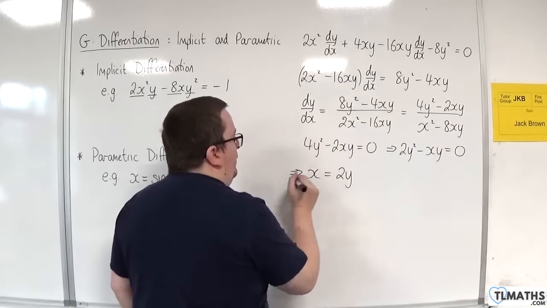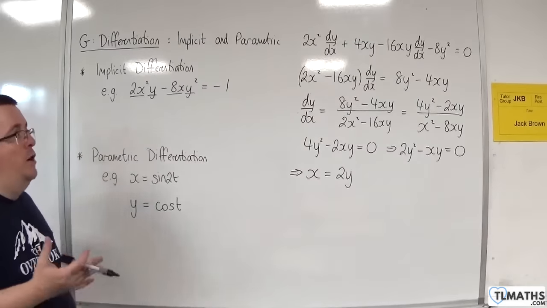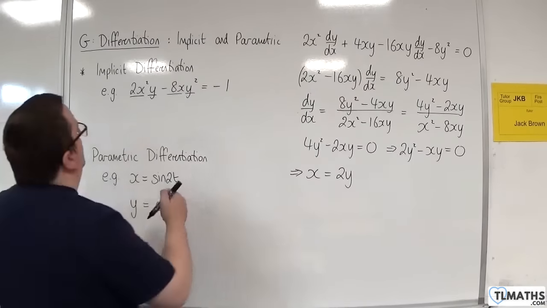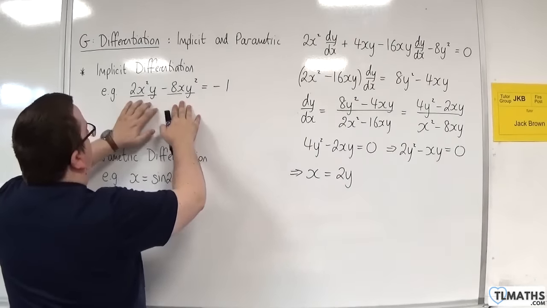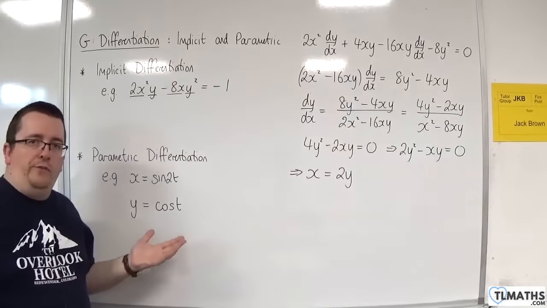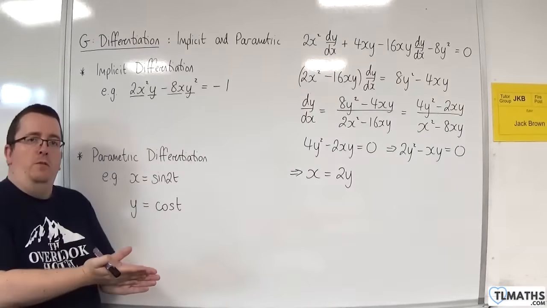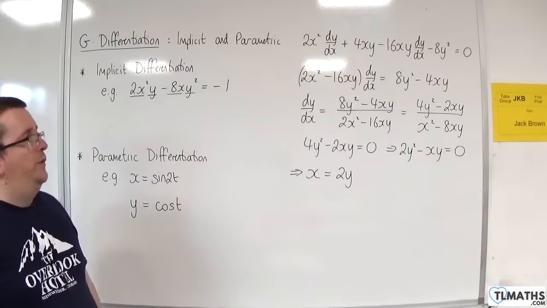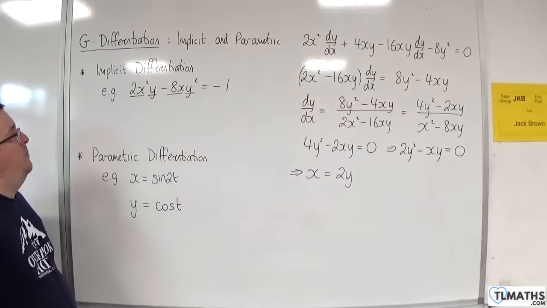Now, the reason why I can divide through by y there is because I know that y can't be 0. Because if y was 0, if I substitute y equals 0 into the left-hand side, I would get 0 take away 0, is equal to minus 1, which is, of course, nonsense. So that means that y cannot be 0, and so I can divide through it without losing any solutions. So I know that x is equal to 2y when there are stationary points.